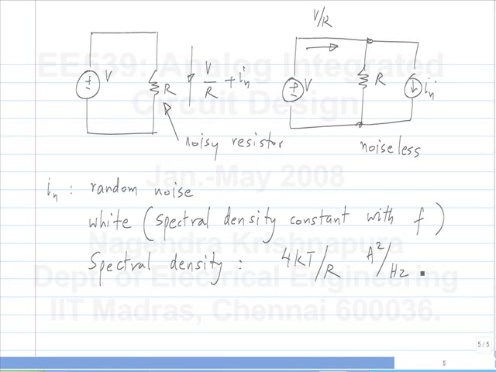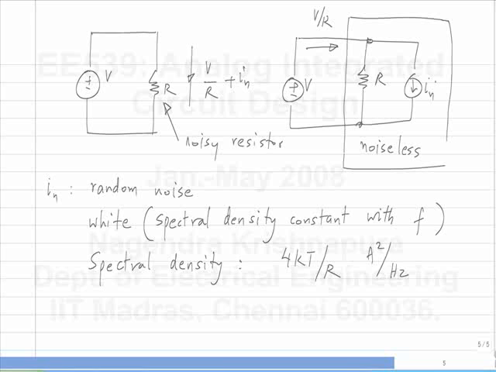So basically, if you are worried about noise, wherever you have a resistor in the circuit, you replace that with this model, which is a noiseless resistor in parallel with a current source. The current source has a given spectral density. So you calculate the transfer function from this noise source to that output voltage.